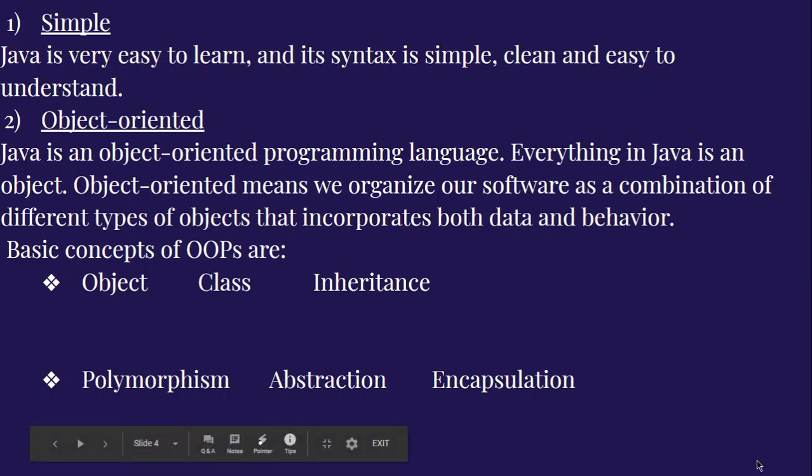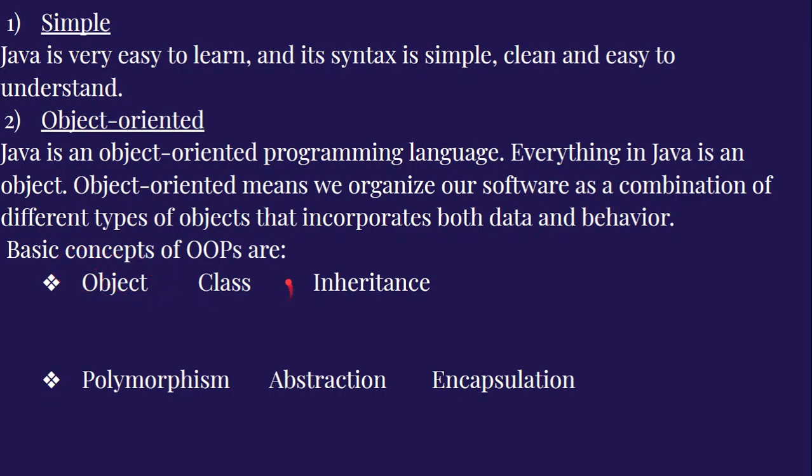Now, the basic concepts of OOPS are object, class, inheritance, polymorphism, abstraction, and encapsulation. What is an object? An object is an entity which has some data and behavior. For example, take an object, a car. A car has features: the window, the brake, all the parts of the car. The behavior is that the car can run, it can stop, we can put the brake, we can clean the car. All those functions that can be done on the object are called behavior.